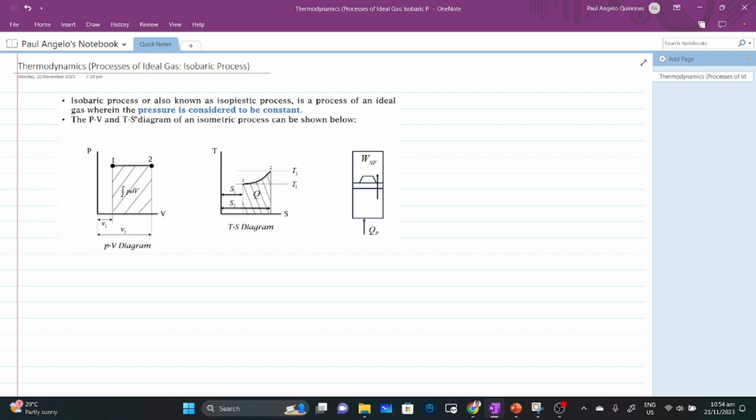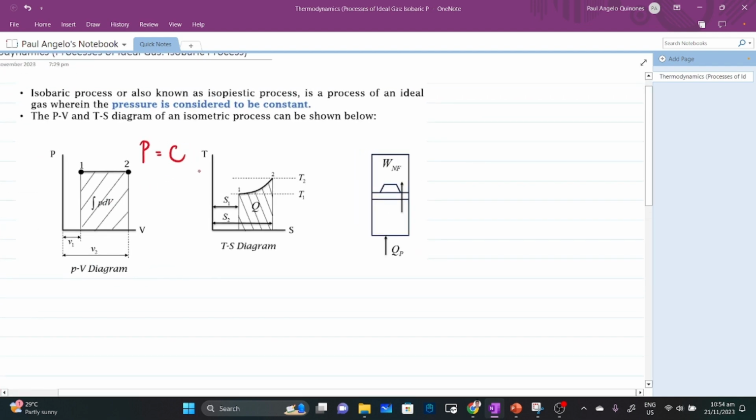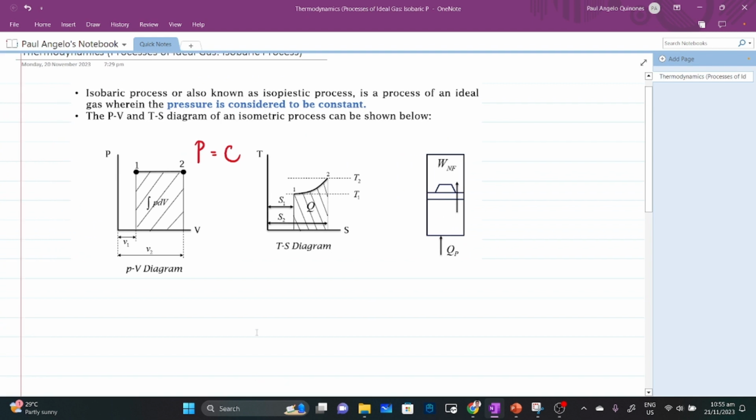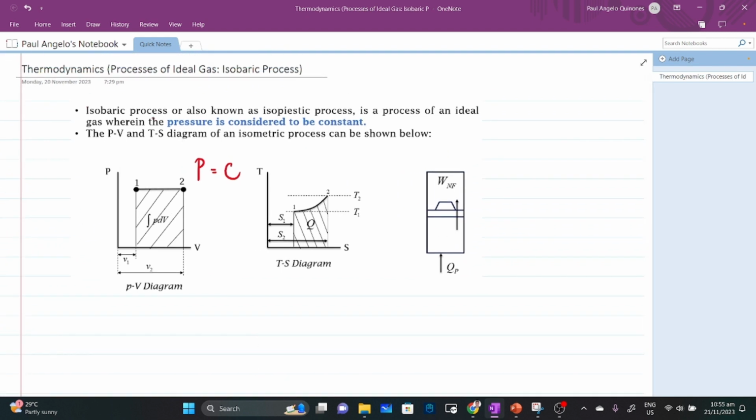So, here comes the isobaric process. Okay? As you can see here, based on the definition, the isobaric process is also known as the isopiestic process, wherein our assumption is that pressure is constant. Just like in the isometric process, we also have a PV and TS curve or diagram. As you can see here, the isobaric process is represented by a straight horizontal line.